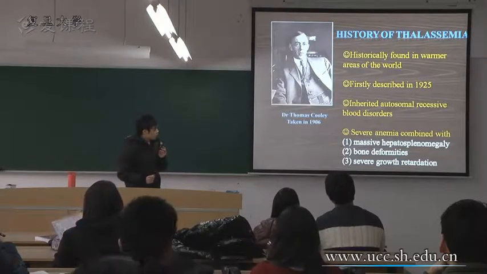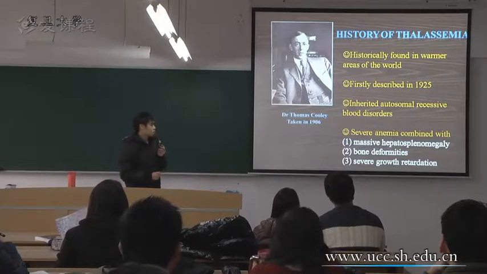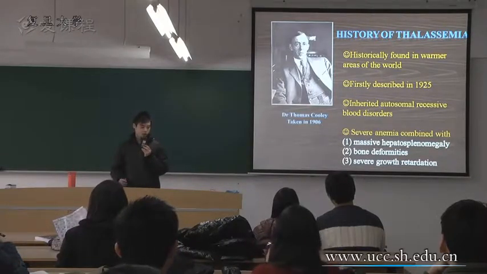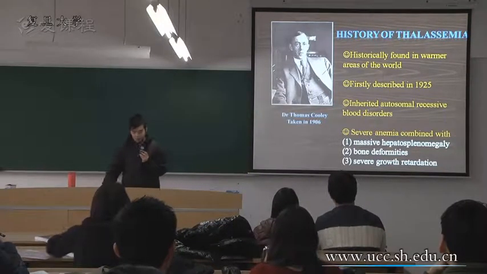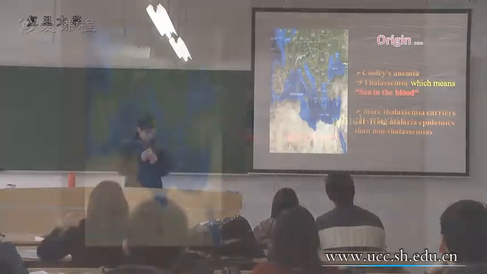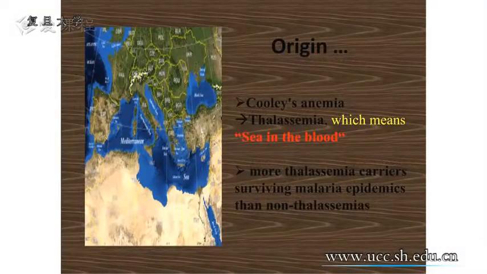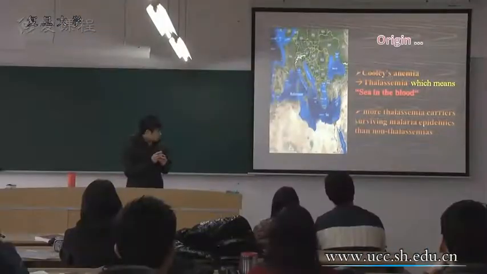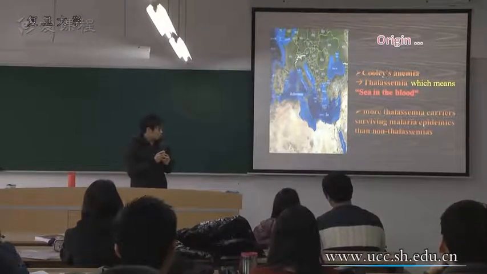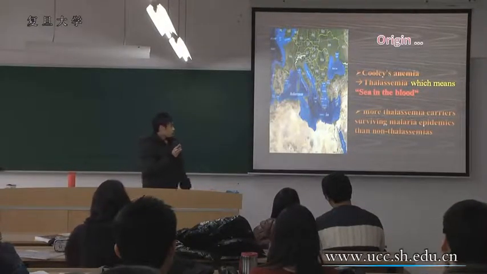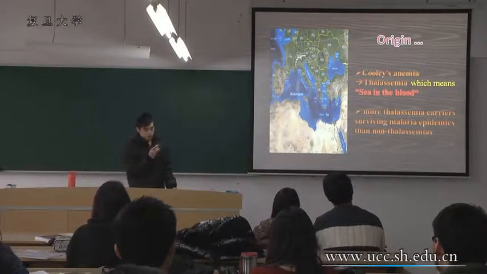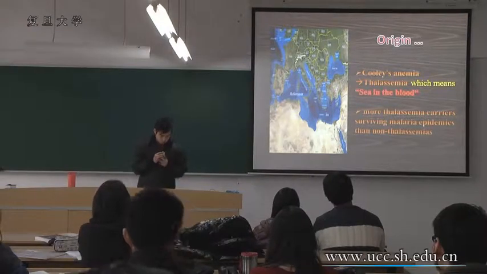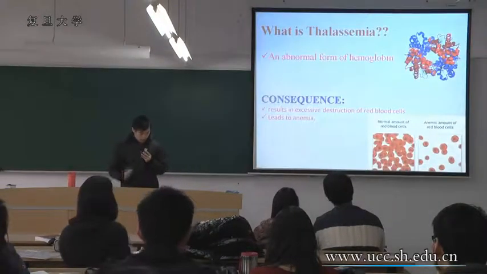Also, for your information, thalassemia is an inherited autosomal recessive blood disorder, which means the patient can be either a thalassemia major patient or just a carrier. The origin of thalassemia was first described in the peoples of the Mediterranean region and Southeast Asia. In fact, in Greek, thalassemia means sea in the blood. More thalassemia carriers survived malaria epidemics than non-thalassemia people, which is the heterozygote advantage, which I will describe later on.